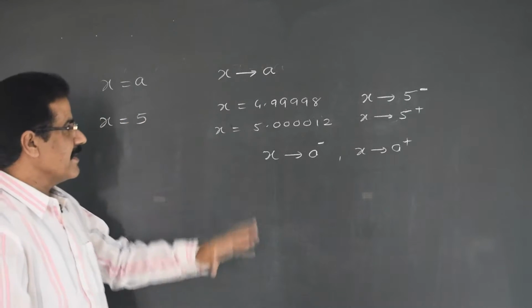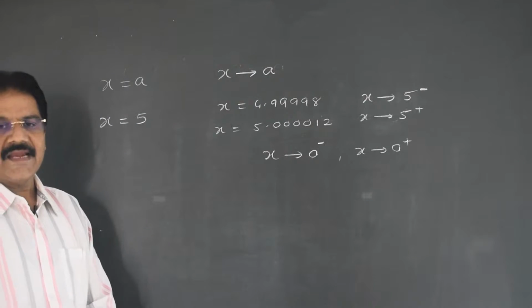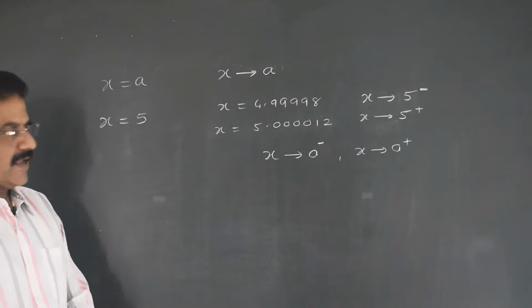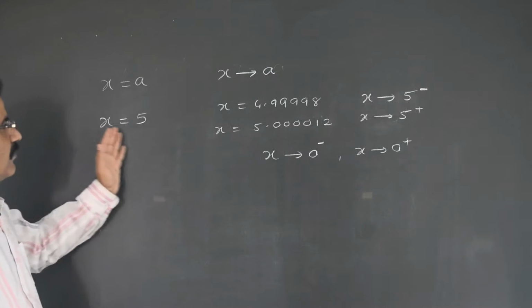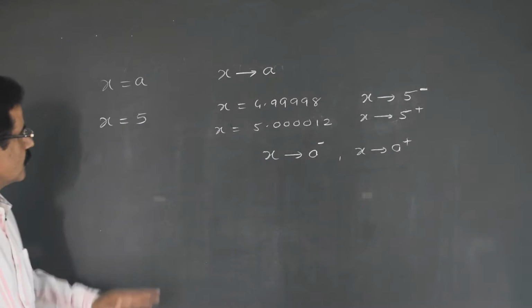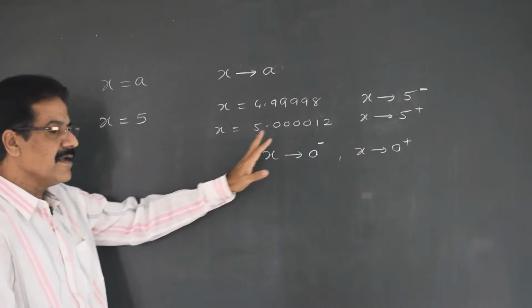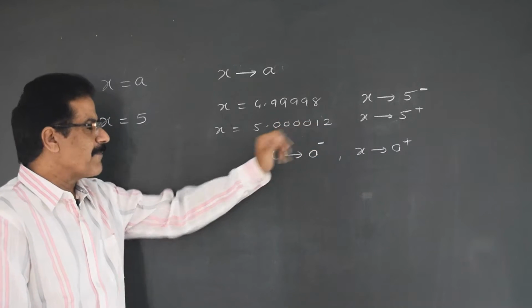So this is the concept regarding the meaning of tending to. x tending to a means what? That I have explained with the example of x equal to 5 and x tends to 5. So this is the difference between actual value and the value which is approximate.